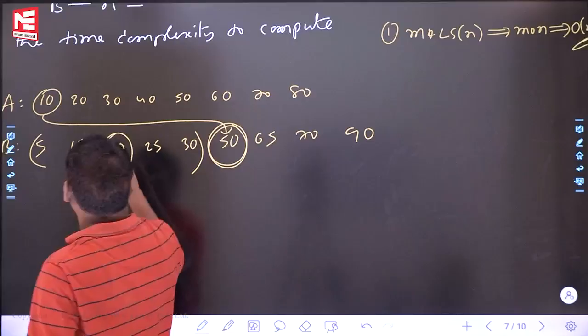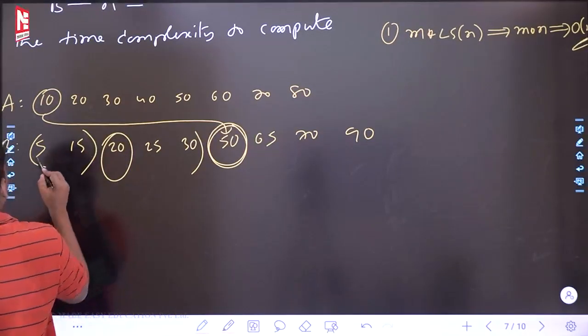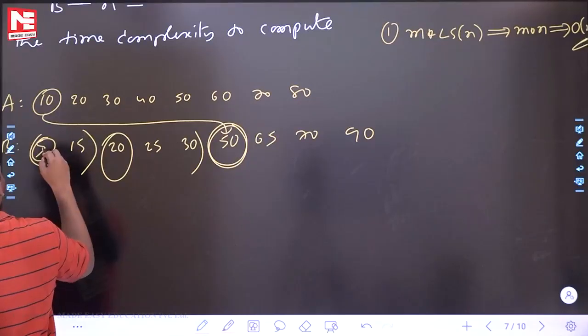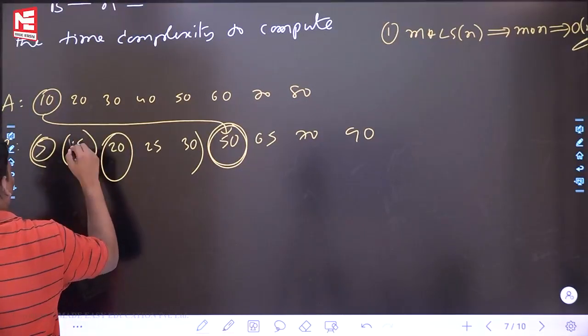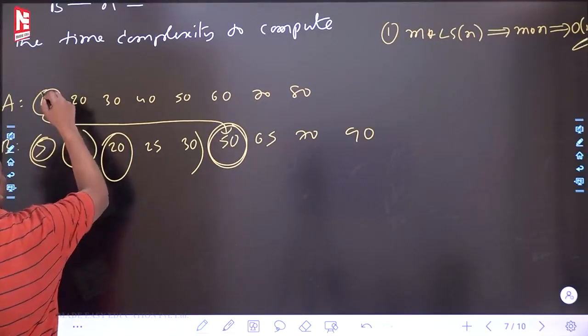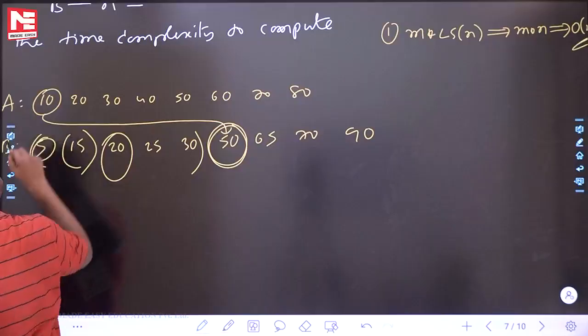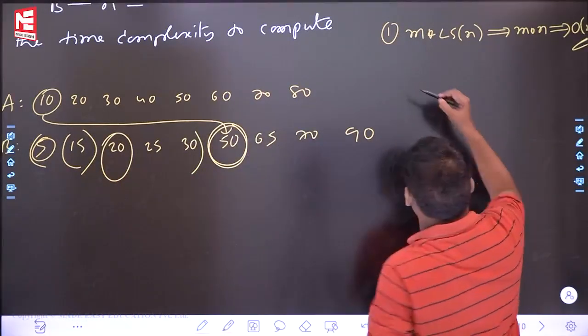Again ask the mid, are you 10? No. He will say less than me, then go left. Next one, are you 10? No. More than me, then go right. Are you 10? No. Only one element, and that is not matching. It means no matching. So for each element of A, do binary search on B. So how much time? Log. Right?